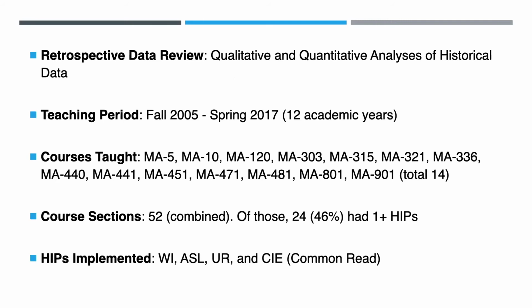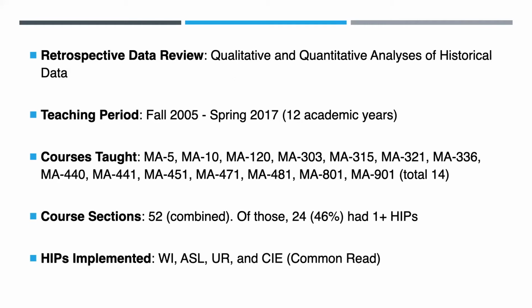Okay, so continuing to explain the research project that I launched back in 2018. I started just writing the proposal, getting the IRB approval. It has been a very slow process. So the project was going to be a retrospective data review. I was going to look at both qualitative and quantitative data. It's called historical data because I was looking at classes that I taught in years prior.